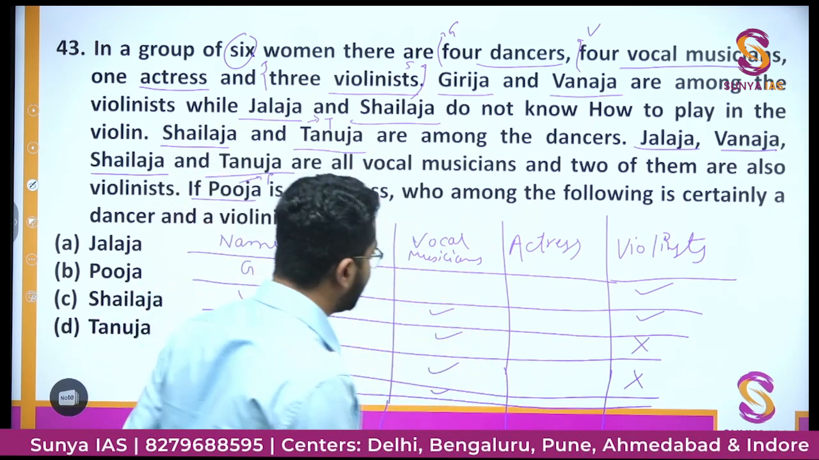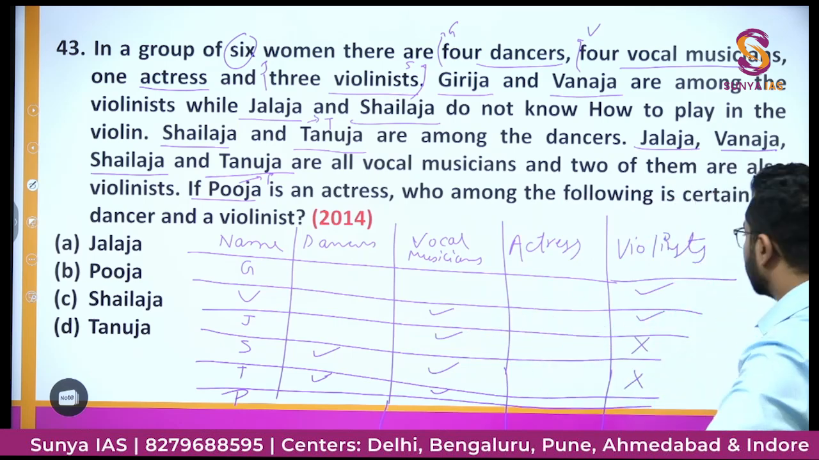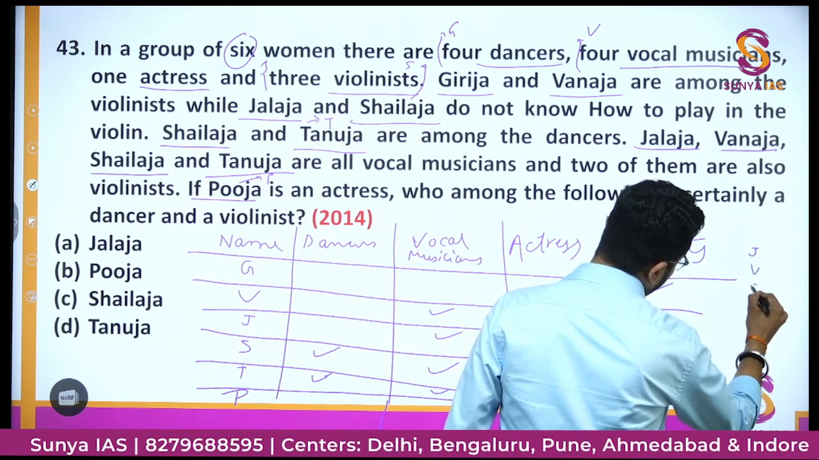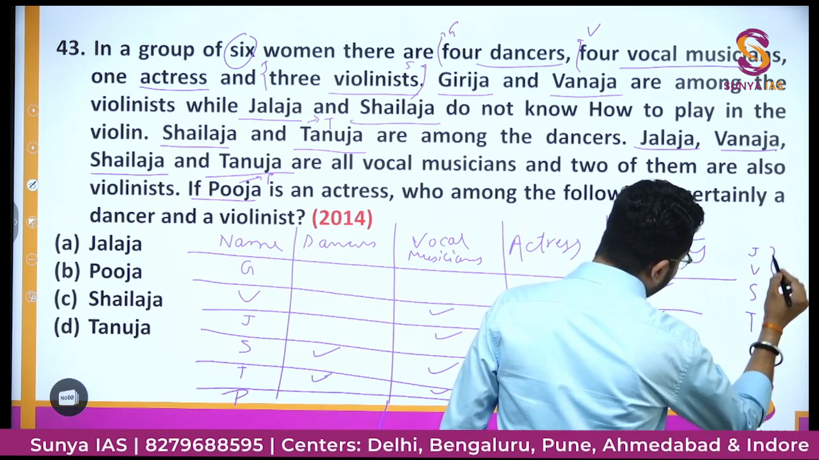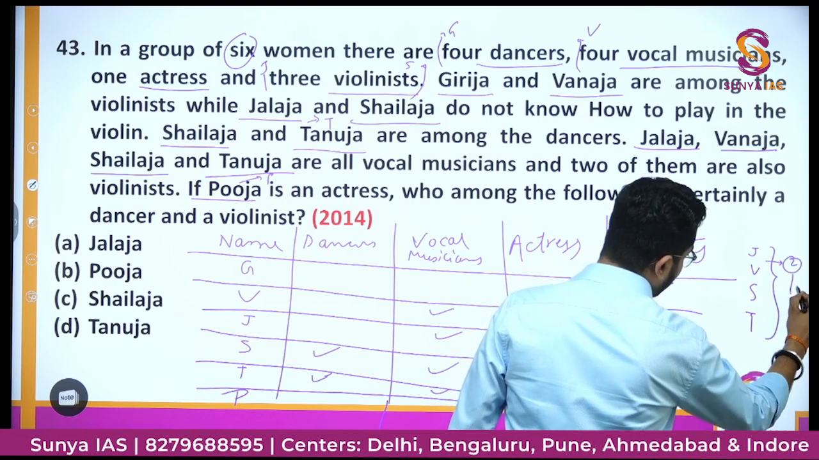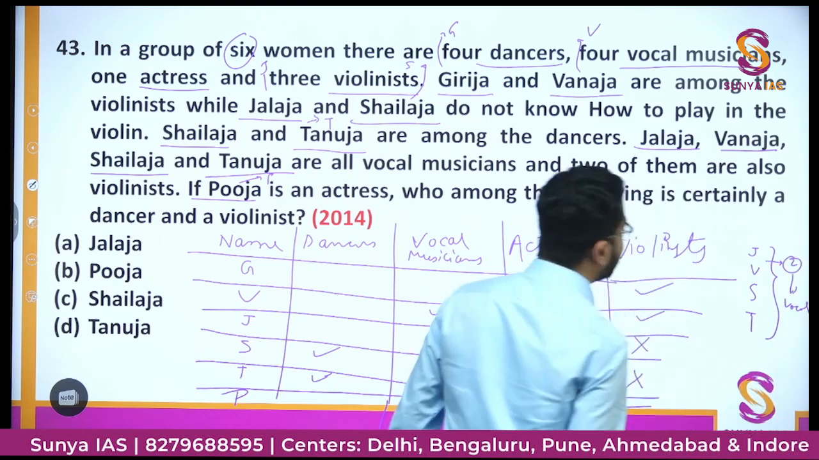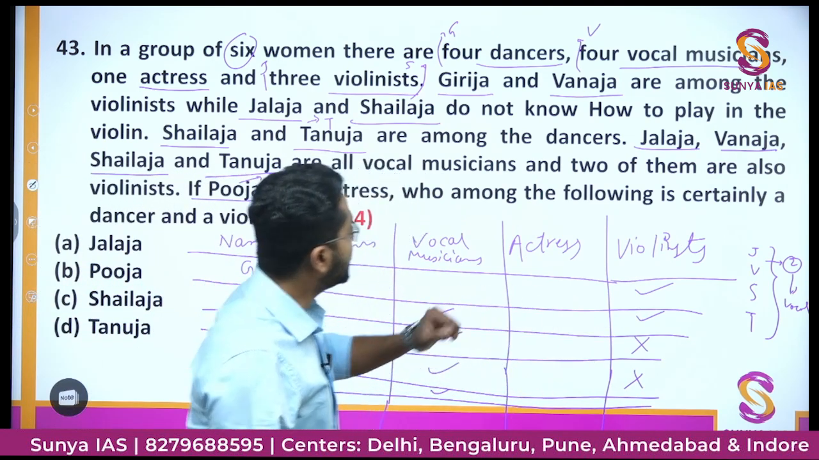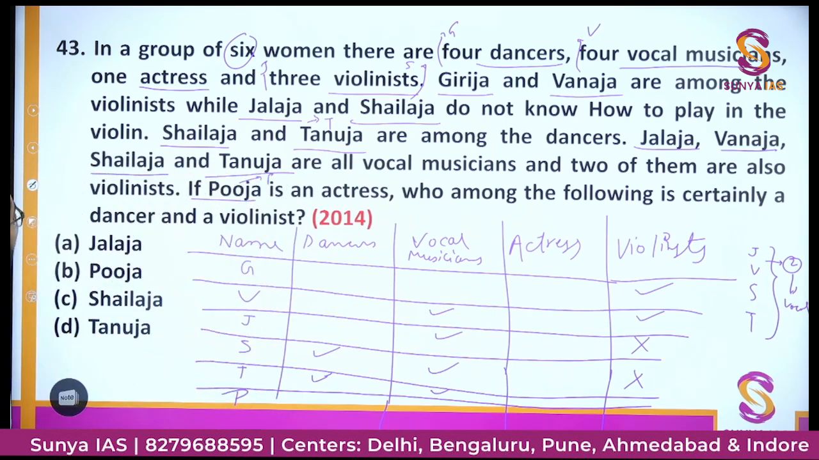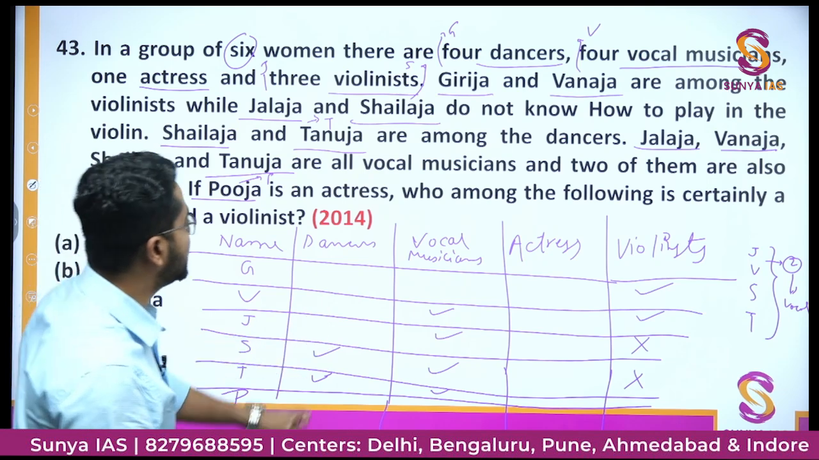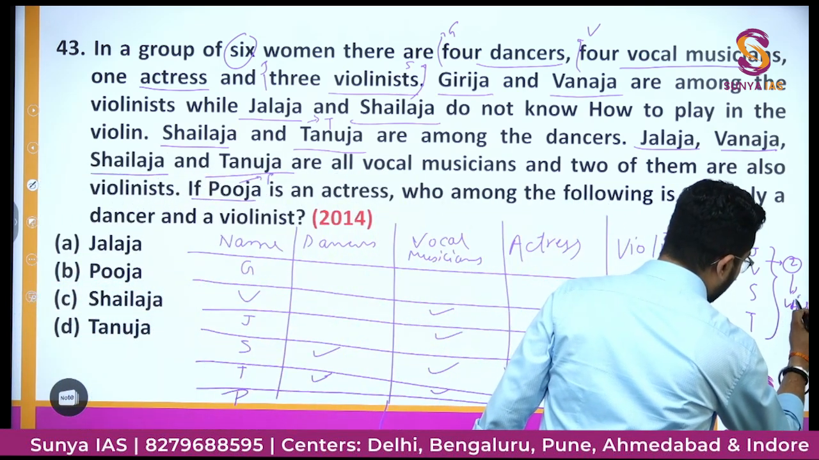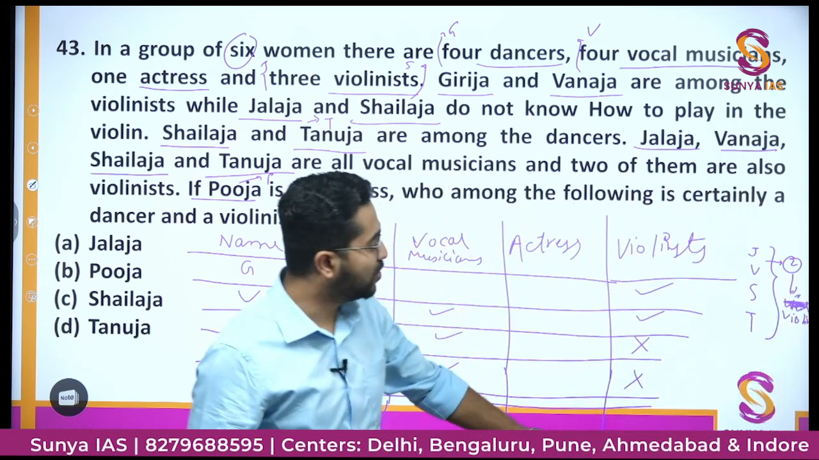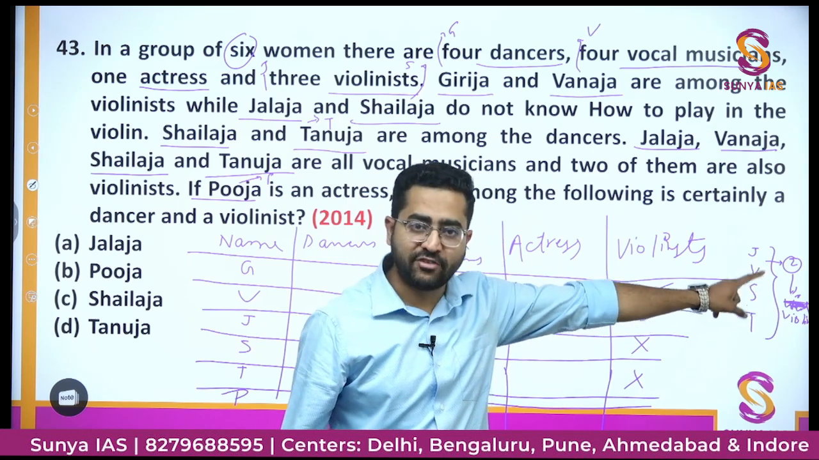Okay. Jalja, so this is an indirect information. So I'll just write it here: out of Jalja, Vanja, Shailja, Tanuja, any two are vocal musicians. And two of them are also violinists. So out of these four, Jalja, Vanja, Shailja, Tanuja, there are two violinists.